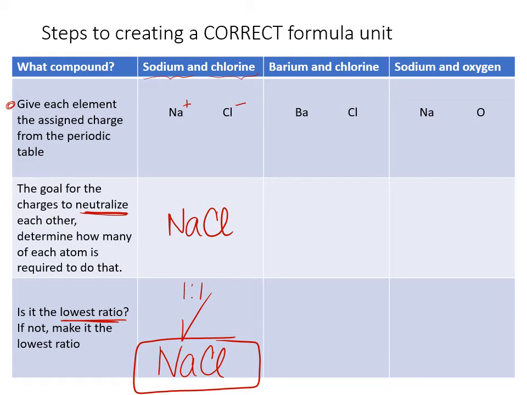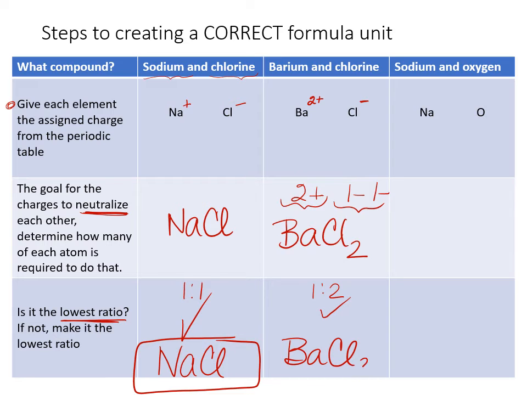Barium. Barium is in the 2 plus column, and chlorine is in the 1 minus. So you've got a 2 plus and a 1 minus, so you need another 1 minus. So BaCl2. These are the chlorines, which are now chlorides, and this is the barium. So is it the lowest whole number ratio? It's a 1-to-2. Yep, that's the lowest. So the answer is BaCl2.